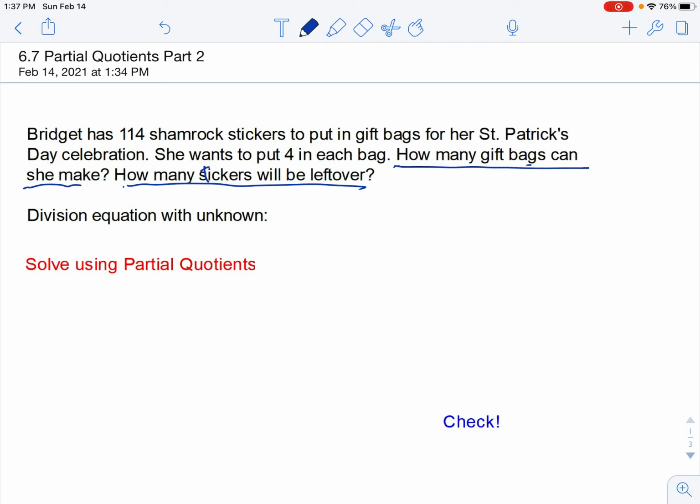What would you set up as your division equation to solve this? So you want the total number of stickers to be your dividend, divided by the equal groups they're being split up into, 4 in each group, your divisor. And that's going to give you the number of gift bags.